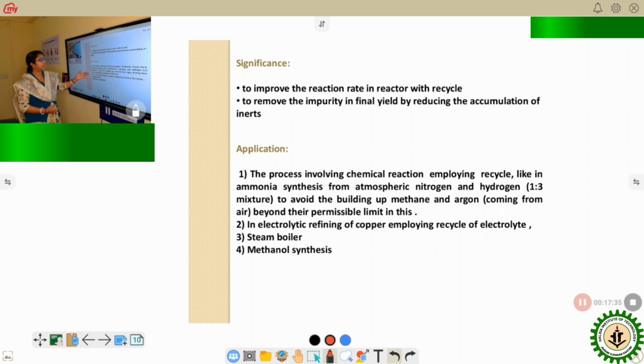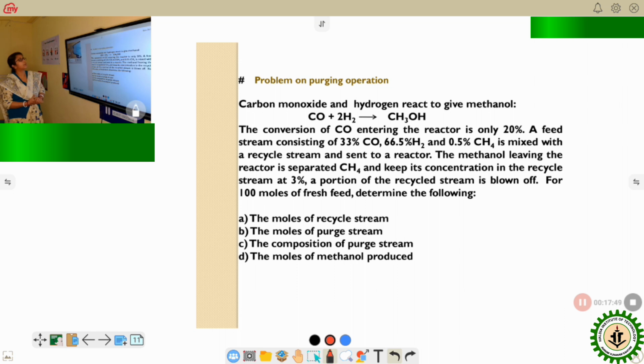A few other applications are here: electrolyte refining for copper, recycling of electrolyte, and the steam boiler, and in the case of methanol synthesis, purging operation is carried out. Now, next, discuss the problem on purging operation. Let's see first what is stated in this problem.